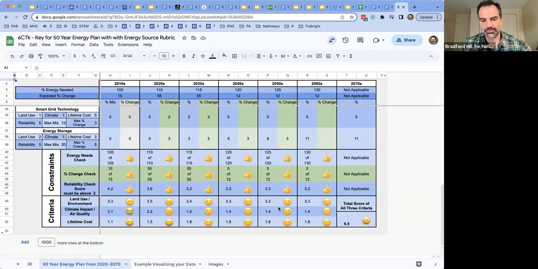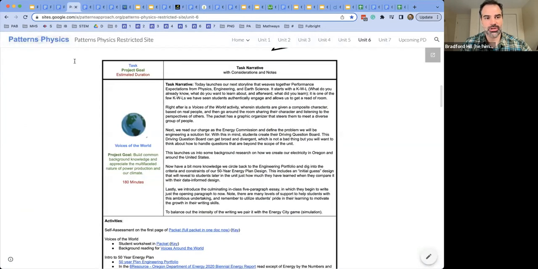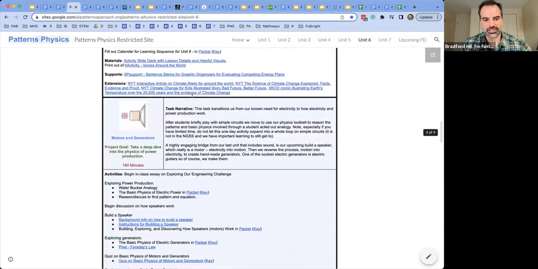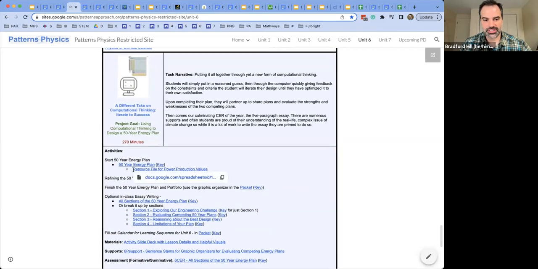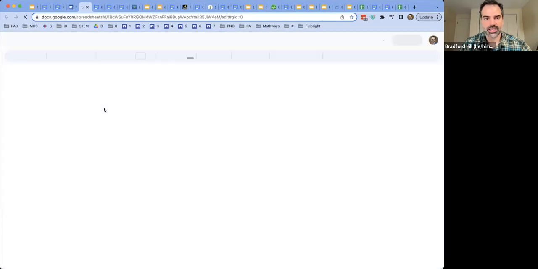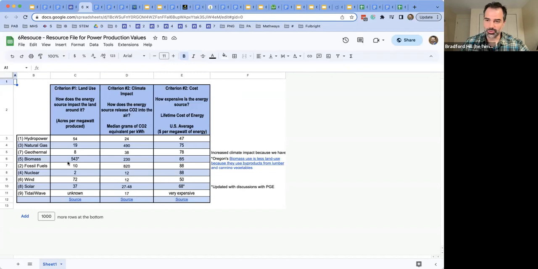And it will take time to get people happy. There's a lot to say here, but I will point this out. If you go to the teacher calendar and scroll down to this area, here's the resource file for the power production values, and that gives some of the sources. And again, it's not even that simple. We really did have to talk to Bonneville Environmental Foundation people in Oregon, because those are oftentimes national or worldwide numbers.